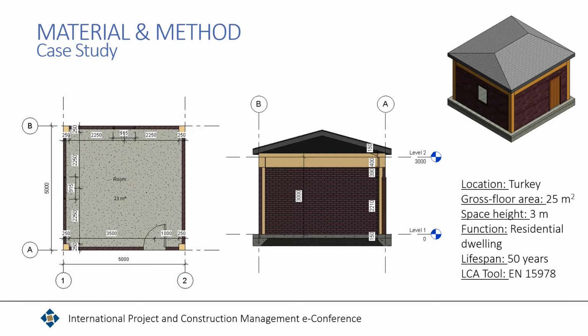As a case study, a building with an area of 25 square meters and a height of 3 meters, located in Ankara, Turkey, is designed. This building has a lifespan of 50 years, and it is designed first with concrete, then with steel, and finally with timber to calculate the life cycle assessment for each case and compare the results. But the foundation and wall system and the electrical and mechanical system are the same for all three designs.